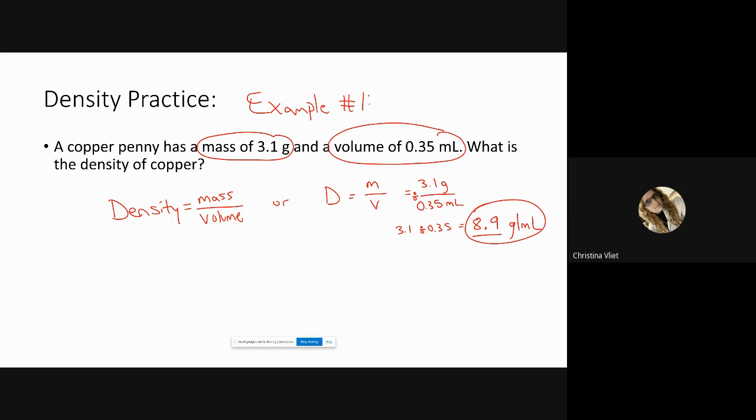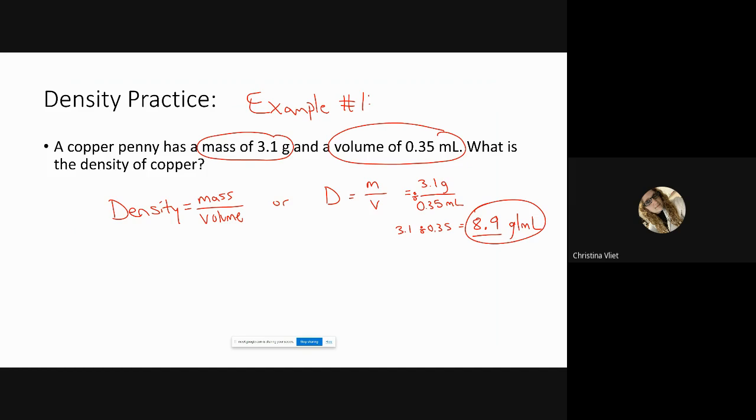So, as I said, training wheels are here. Training wheels are about to come off. You are expected to know whenever you see a measurement in g, that g is a mass. And if you see mL, that is a volume. That is going to be an expectation that you understand when you see those units. Oh, did you have a question? I thought you were raising your hand.